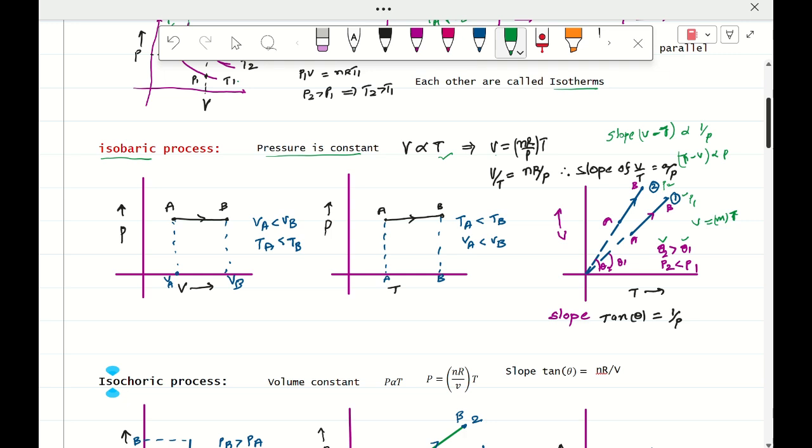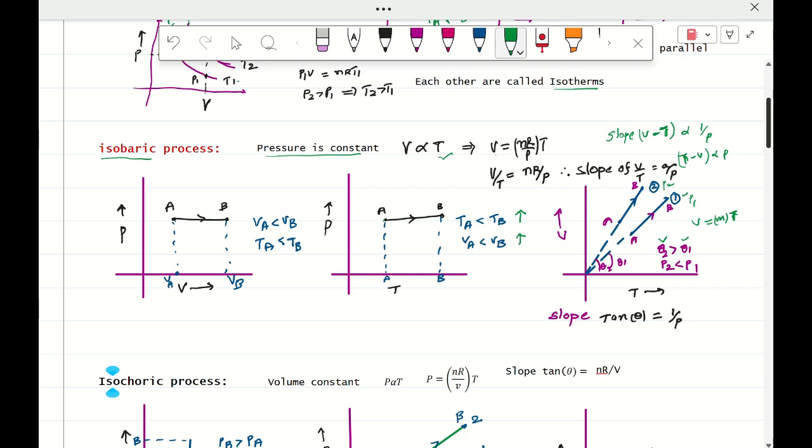Isobaric means pressure is constant. So from A to B, temperature is raised at constant pressure. TA is less than TB, therefore temperature is raised. Then volume also increases. At constant pressure, temperature rises means volume increases. So this is Charles' law, V proportional to T at constant pressure. Temperature rising, volume increases, VA to VB. So this is expansion, right? Volume increasing means expansion. Isobaric expansion.